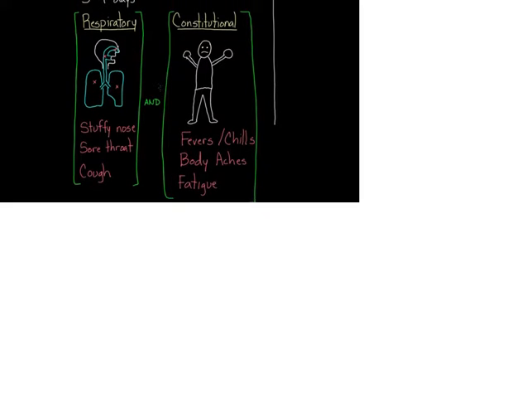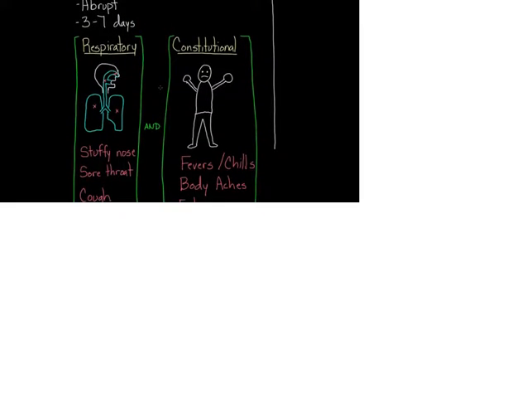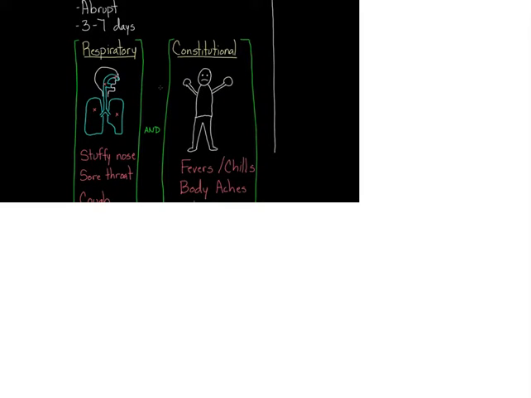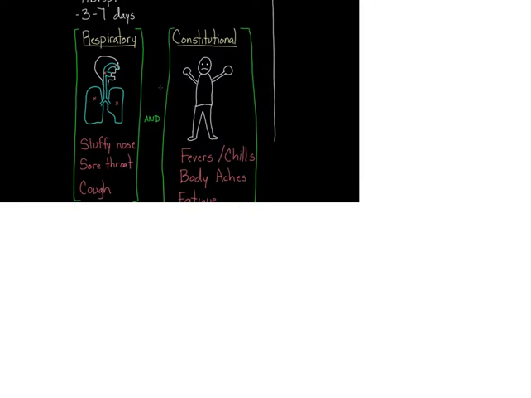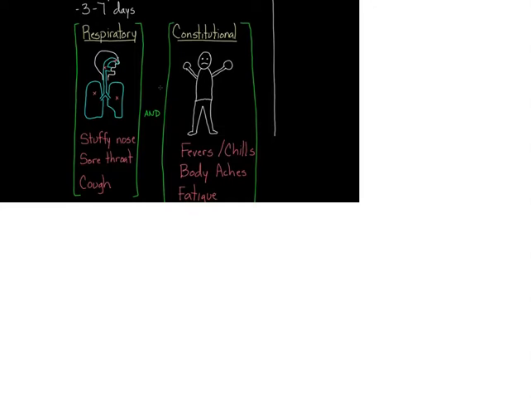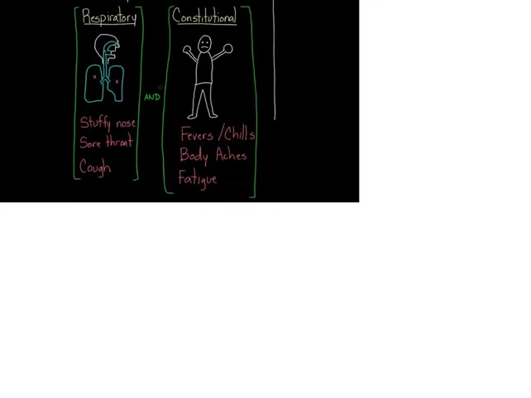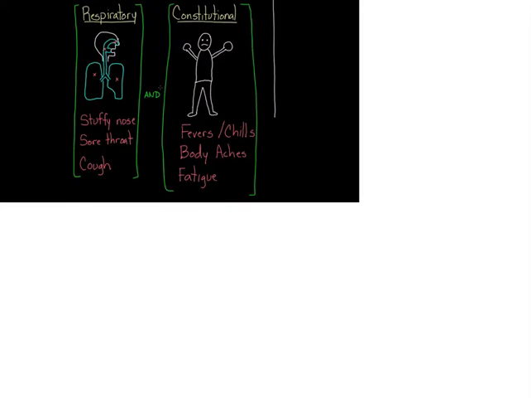So scrolling up just a little bit, just to make sure we don't forget, it's got to be abrupt. It's got to happen over the course of 3 to 7 days. And they should have at least one respiratory symptom and at least one constitutional symptom. Now, this is good if I'm taking care of patients, or I'm thinking about a clinical setting like the hospital or the emergency room. But what about if you're doing research?